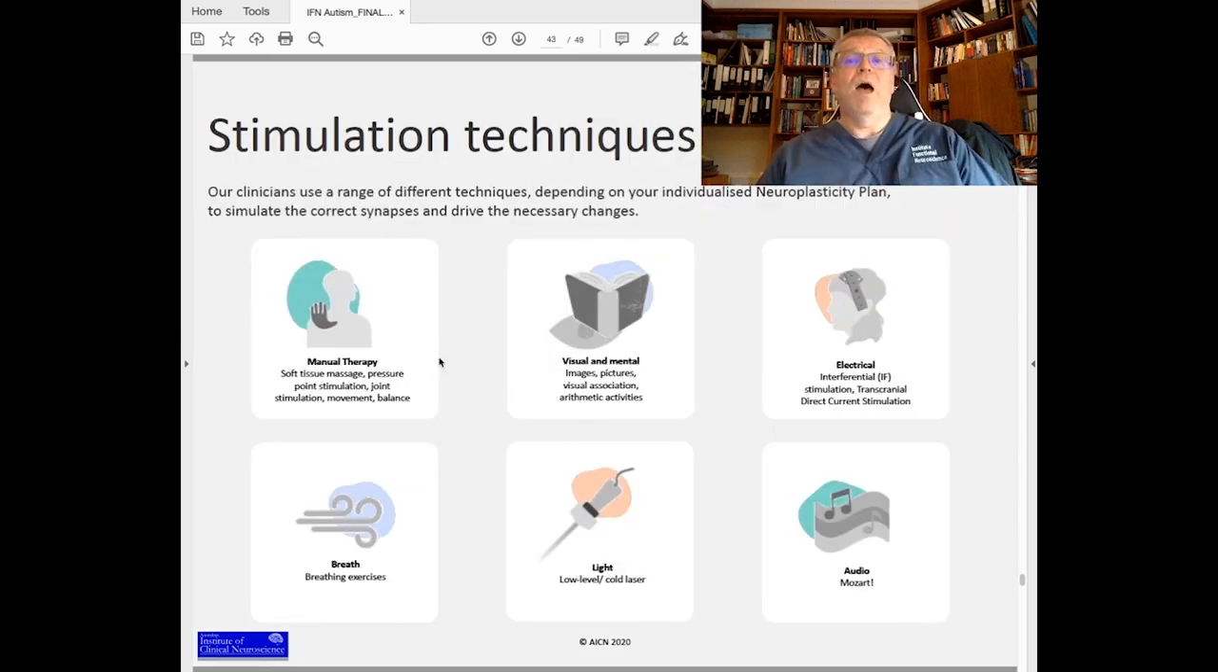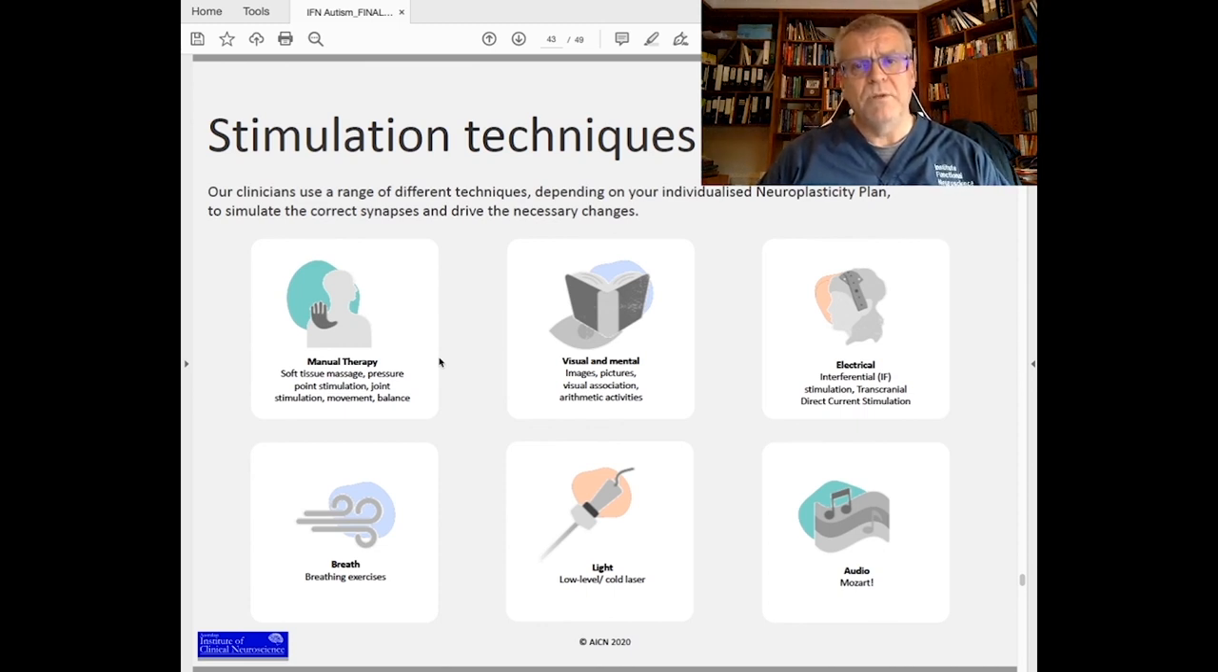We use a variety of stimulation techniques, and most of the techniques of the traditional treatments that I have outlined prior, we also overlap those with our brain stimulus. So we use manual therapies. This is where we use joint mobilization, joint position, deep tissue trigger points, tissue massage, we use cerebellar stimulus, we use vestibular stimulus. So there's a lot of different stimulus pathways that fall into this manual therapy category.